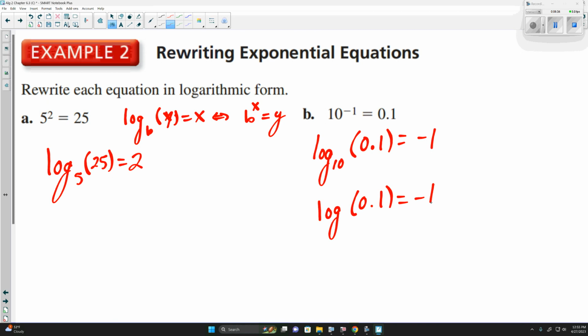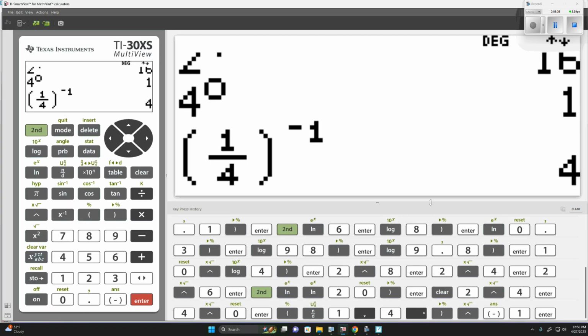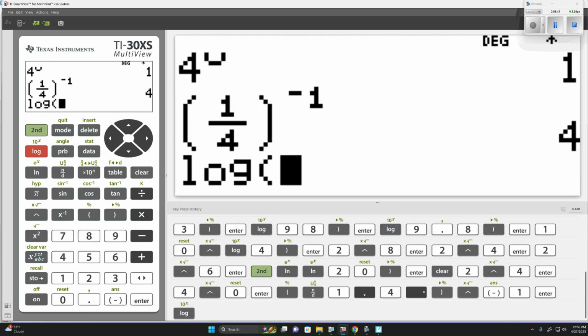Now it is kind of helpful because the log button on either calculator is log, but that is with base 10. So if we said this of 0.1, we would indeed get -1.